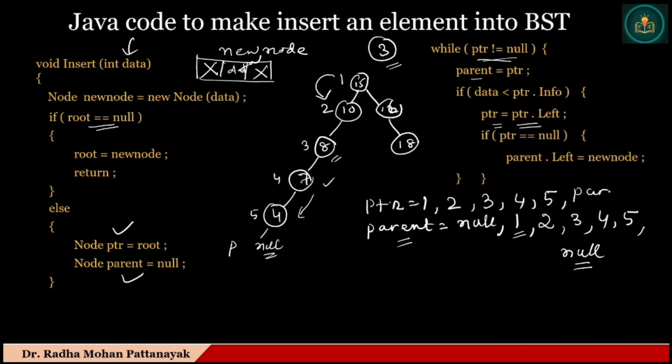So what do you need to write here? I wrote here parent dot left. Parent dot left means this place. Parent dot left equals new node. If you write parent dot left equals new node, what will it do? It will insert your item into the left part of 4. I hope you understood. So this is all about how to insert a node into the left side of a root node.